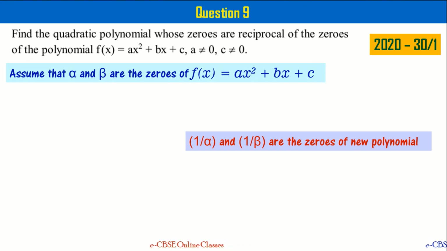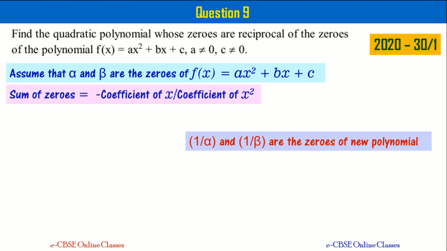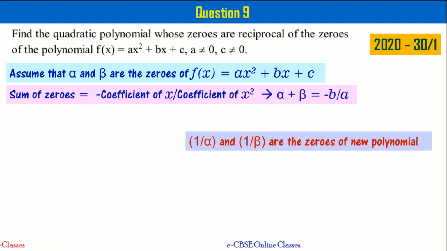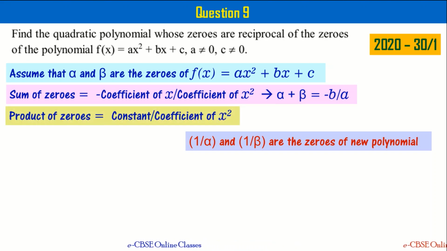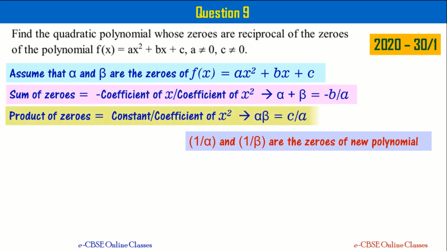So let's go back to f of x, and the sum of their zeros is alpha plus beta equal to minus b by a, and the product of zeros of f of x is alpha beta equal to c by a, right?